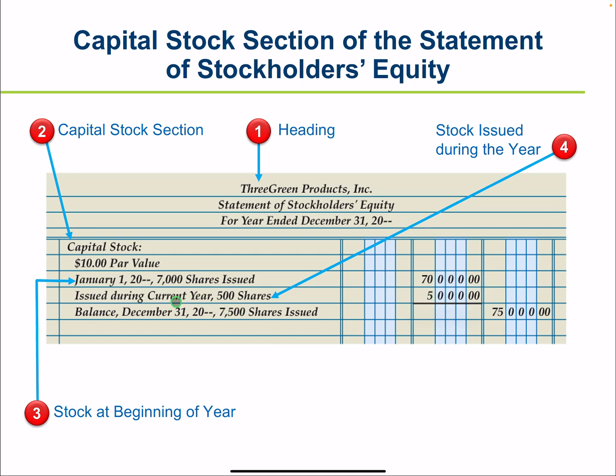Then we're going to include any additional stock issued throughout the year. And then we'll have the total stock issued. Again, you can see that this is 7,000 shares. This is 500 shares. Each of them is worth $10. So our total at the end is 75,000 in capital stock.